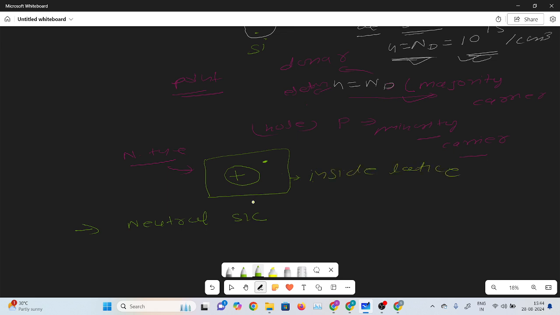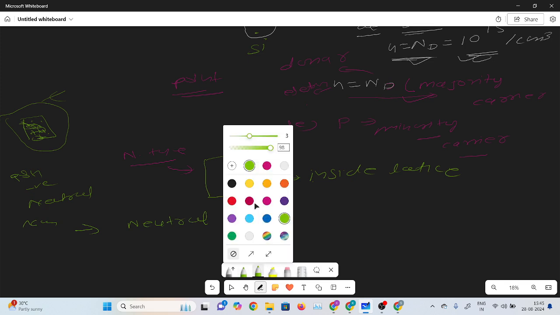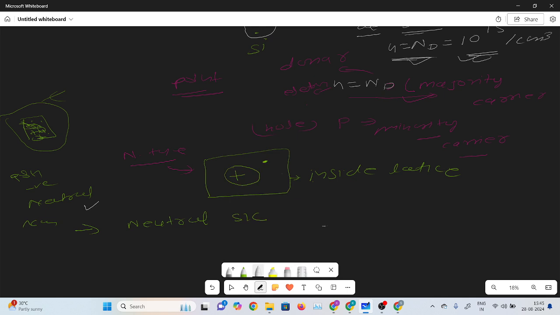But overall, if you observe the n-type semiconductor, this is the lattice. Inside the lattice, this is the positive charge, this is the positive charge, positive charge with electron. But if anyone asks, the n-type semiconductor behaves as an insulator, so is it positively charged, negatively charged, neutral, or none of these? At that time you need to tell that this is neutral, because overall it will behave as neutral.